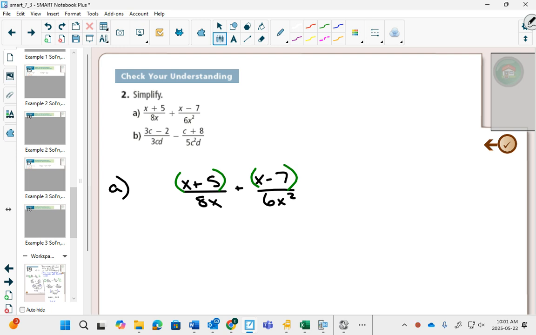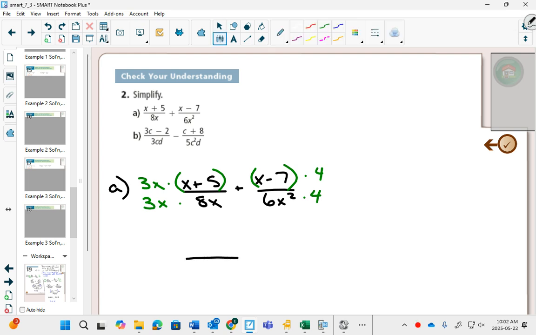So with 8 and 6 in your times table, do you see that 24 is the lowest common denominator, not 48? You can get 24 by multiplying the 8 by 3 and the 6 by 4. Then when I look at variables, one has an x squared, one has an x, so the first one needs an x, and the second one doesn't. And it's also very helpful that I put brackets around my x plus 5 and brackets around my x minus 7.